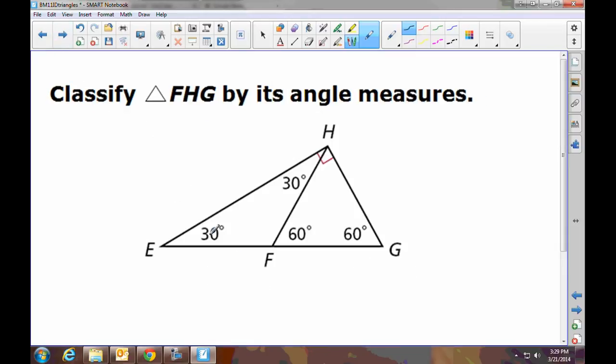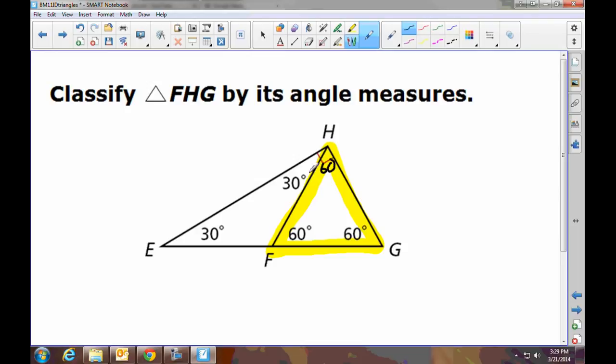Okay, let's move on here. It says classify triangle FGH by its angle measures. FGH. And complete the triangle. Well, if this is 60 and this is 60, okay, and I know this angle is 90, subtract the 30 right here, I know that this angle here has to be 60.